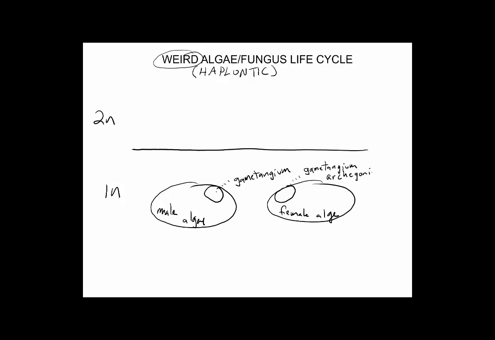It's called an archegonium. The same way that ovaries and testes are named for particular gonads, archegonium is the name for the egg-producing gametangium, and the antheridium is the name of the male gametangium. So anth, like anthropology, man, I don't know. And then archegonium, Joan of Arc, I don't know. So those are the specific gametangia: archegonium has eggs and antheridium makes sperm.